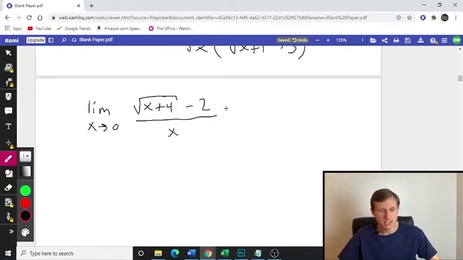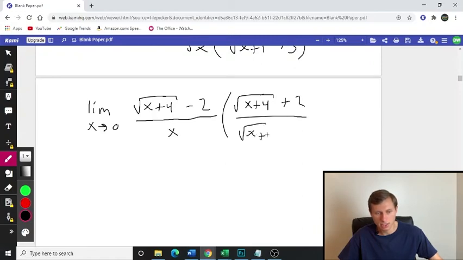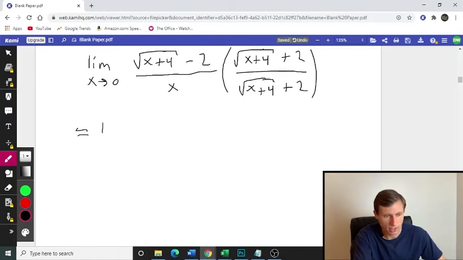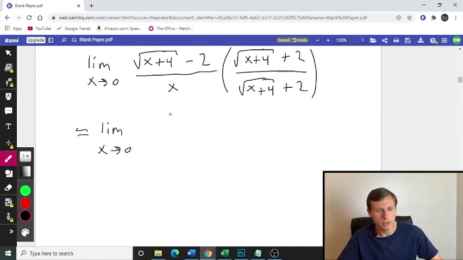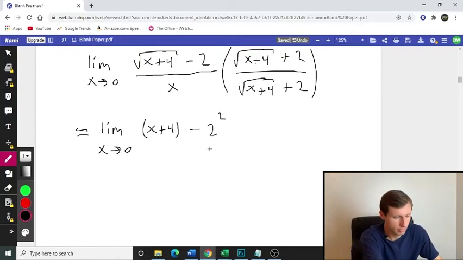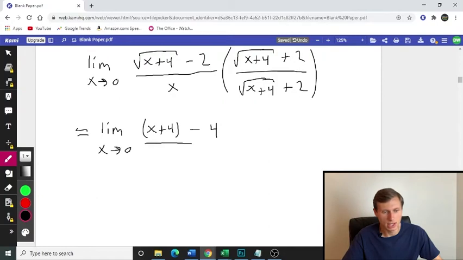So what does it mean to rationalize? Again, you are multiplying by the conjugate, square root of x plus 4 plus 2 over square root of x plus 4 plus 2. And what do we get when that happens? Well, we get the limit as x approaches 0. In the numerator, square root of x plus 4 times square root of x plus 4 gives us x plus 4, now without that square root symbol. The middle terms will cancel out, and all we are left with is minus 2 squared, which will be 4. And then in the denominator, we have x times the quantity square root of x plus 4 plus 2.